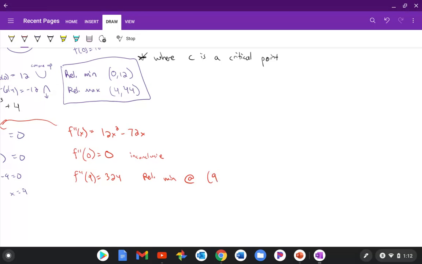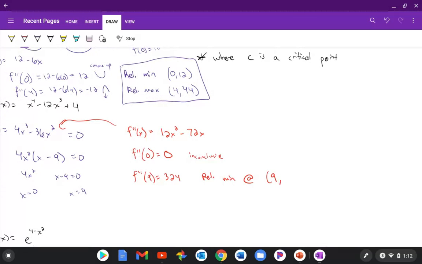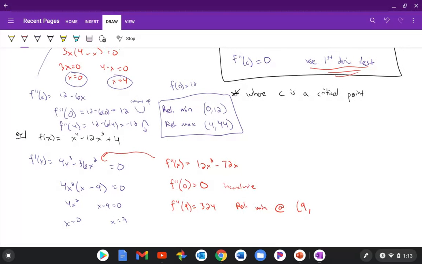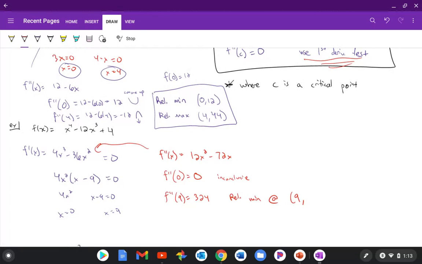at 9, comma, we got to plug 9 into our original function, and I think you get a really big number for that. Let's see. 4 times, well, let's see. Make sure you plug it into the original function. So 9 to the 4th power minus 12 times 9 to the 3rd plus 4. Yeah, a really big negative number here. Negative 2183.